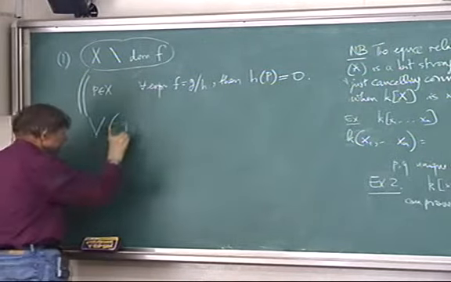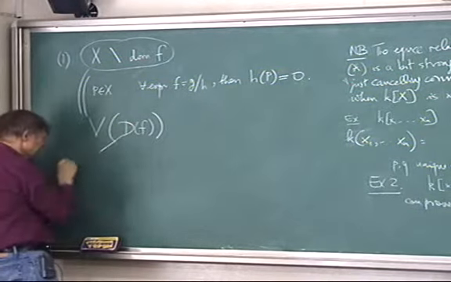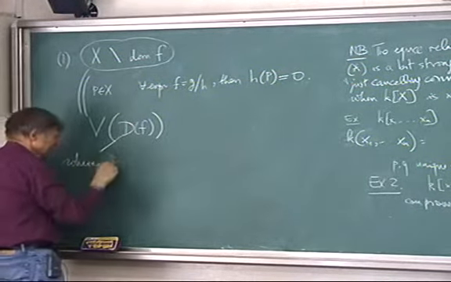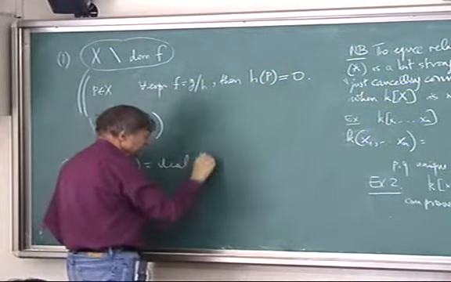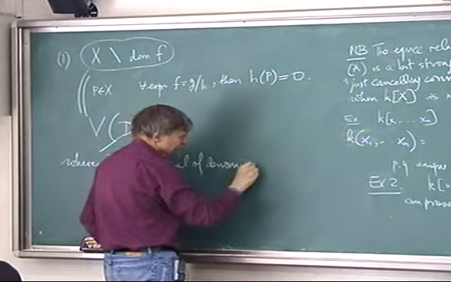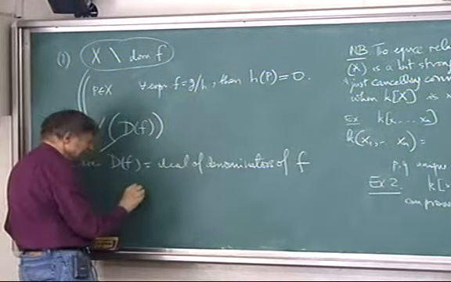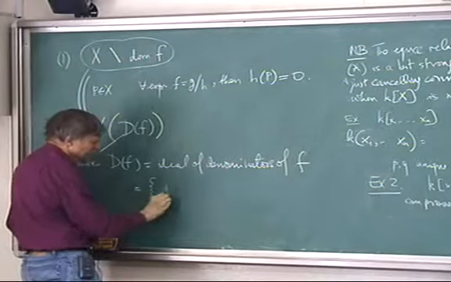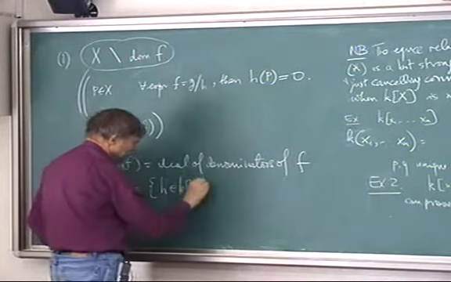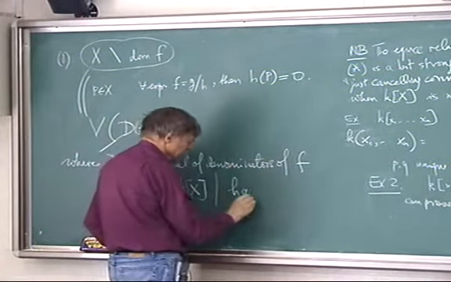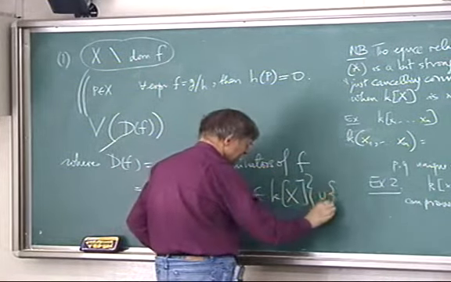so what do I want to say? I want to say df, where df is the ideal of denominators of f. So we can say this is the same thing as the set of g in k of x, set of h in k of x, such that h times g is in k of x. Right, maybe union 0.